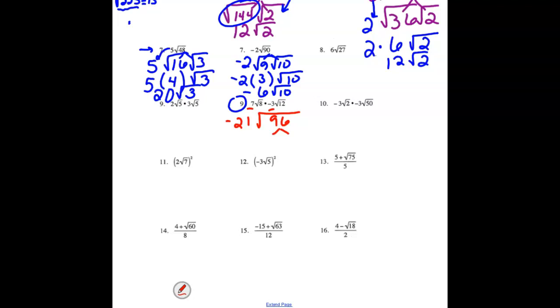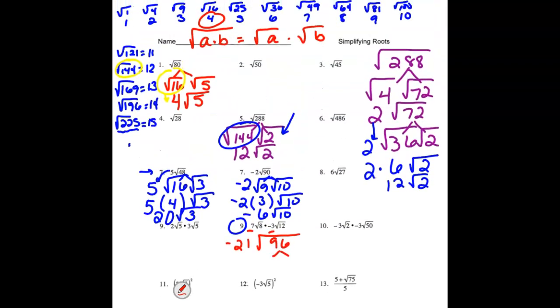All right, we need factors of 96, and we need one of them to be perfect. So going back to our list here, 96, if it were perfect, would be between 81 and 100. We're going to work our way down. Does 81 go into 96 evenly? No. Does 64? No. Does 49? No. Does 36? No. Does 25? No. Does 16? Yes. 16 can go into 96 6 times.